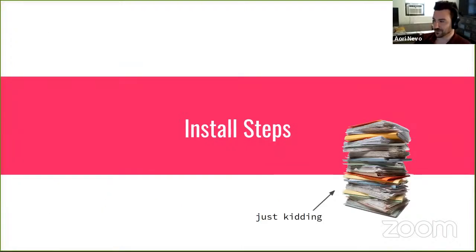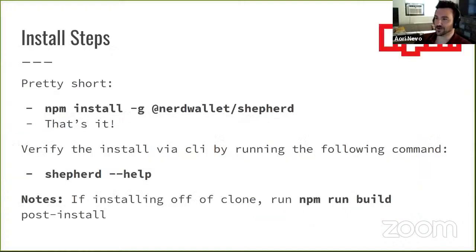Installation steps. So this is just kidding. It's really not that hard. It's pretty short. You do npm install -g, the package name, and that's it. To verify the install via the CLI, simply run shepherd --help. What you should see is the Shepherd help menu. Note that if you want to install this off of Git, then you should run npm run build post install before install.